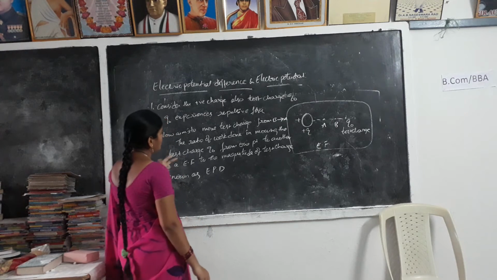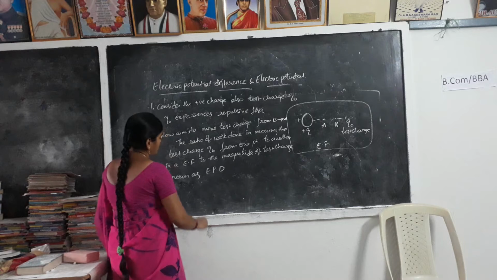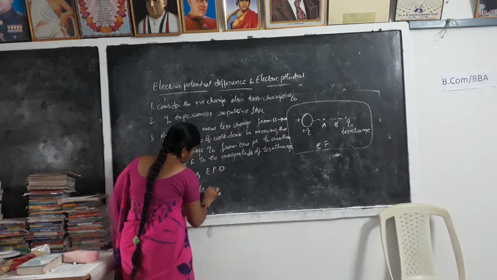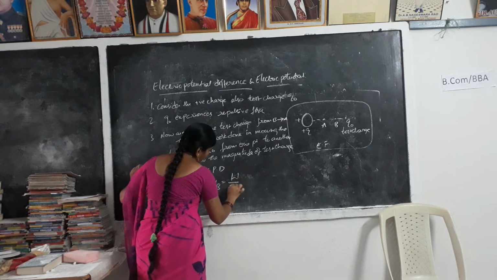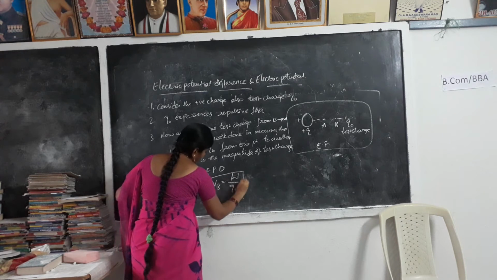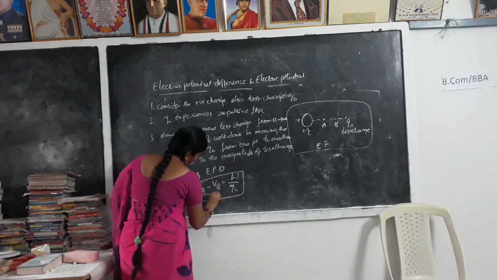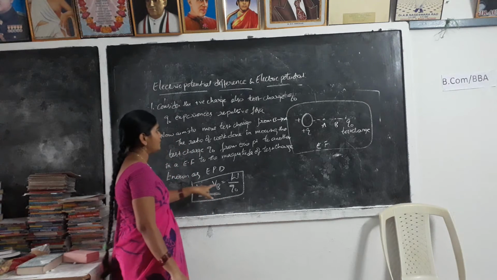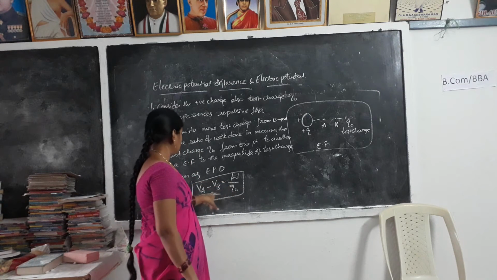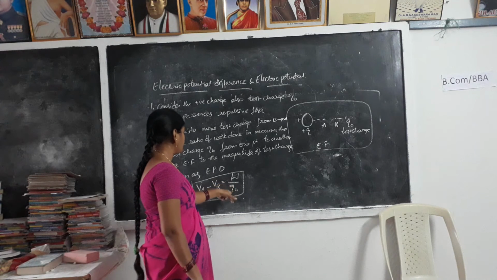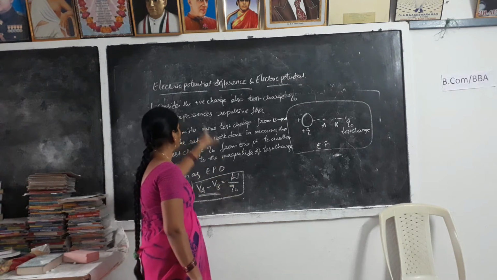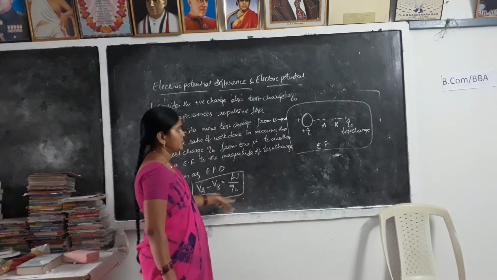So here some work is done, right? That means VA minus VB equals W by Q naught. This is the electric potential difference. The ratio of work done in moving the test charge from one point to another point to the magnitude of the test charge is known as electric potential difference, right?